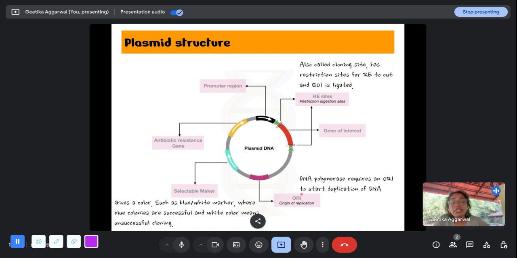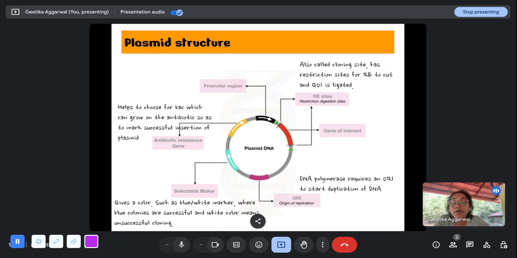Selectable marker, basically, can be giving you a color. For example, there is a selectable marker called the blue and white marker, where if the plasmid enters into the cell and it's successful, it gives you blue colonies, and if the colonies are white in color, that means it is an unsuccessful cloning. Why? Because this selectable marker produces blue color. So if the plasmid has entered the bacteria, it will give you a blue color. If the plasmid has not entered, the bacteria will just be white in color.